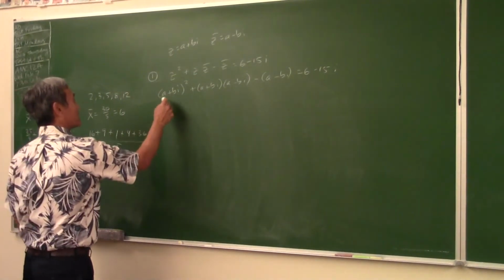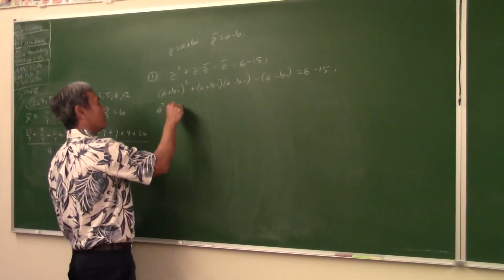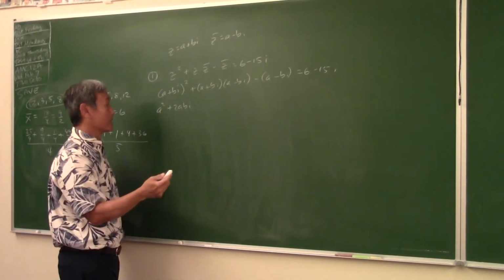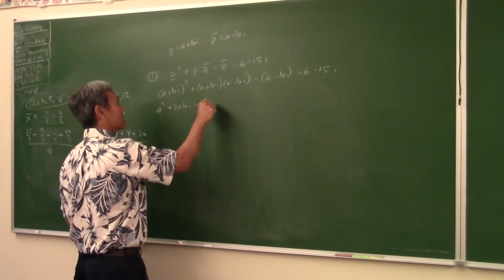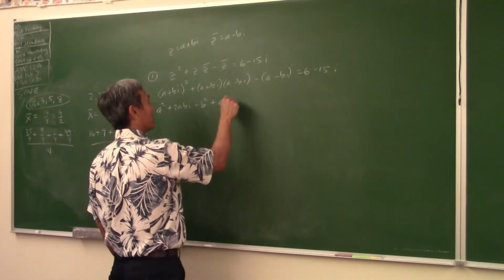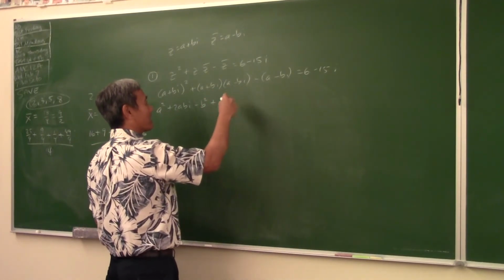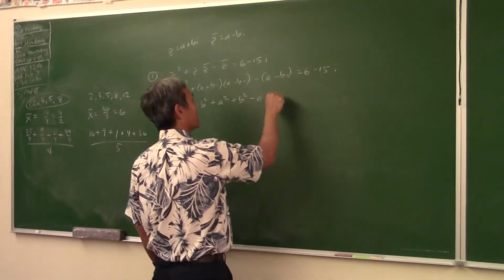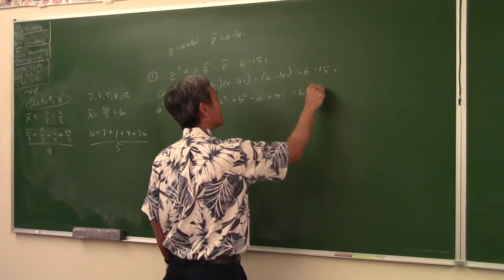So, multiplying this out, you get a squared plus 2abi plus b squared i squared, but remember, i squared is negative 1, so minus b squared, plus a squared minus b squared i squared, so that's plus b squared, minus a plus bi equals 6 minus 15i.